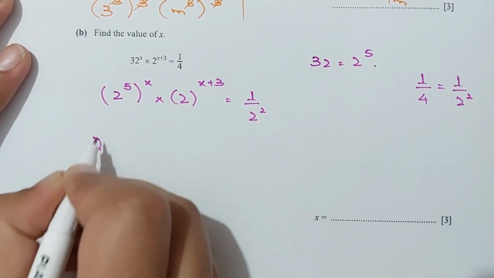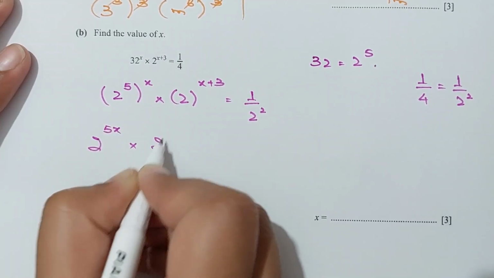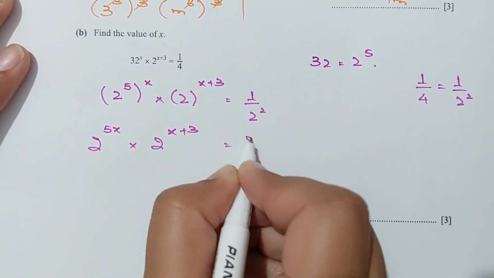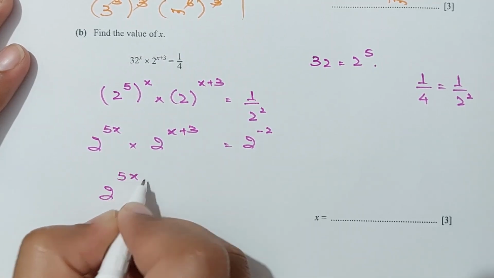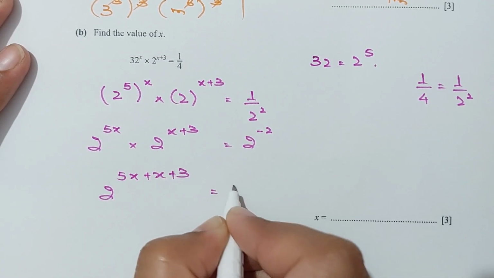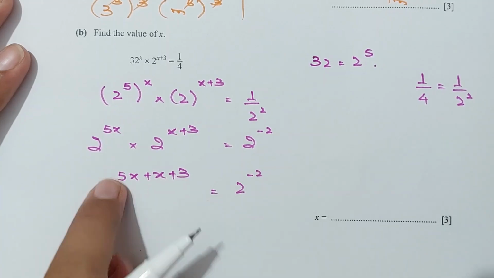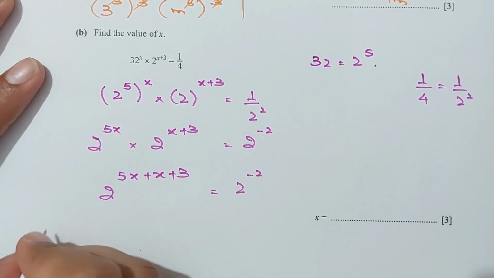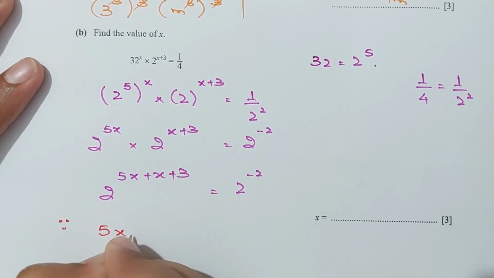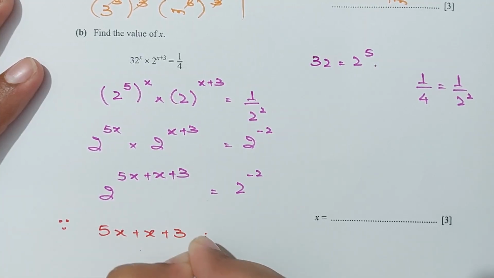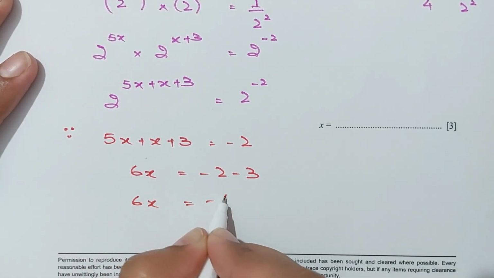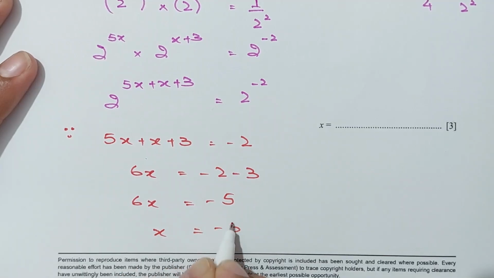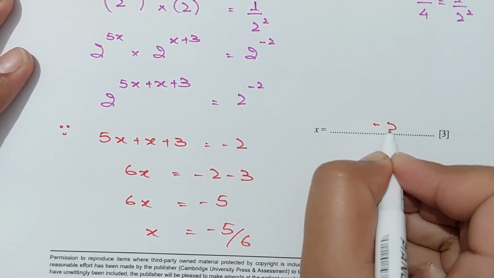Okay. Now 2 to the power 5x into 2 to the power x plus 3, and here 2 to the power negative 2. Bases are the same, so we can add the powers: 5x plus x plus 3 equals 2 to the power minus 2. Bases are the same, so we can compare the powers. 5x plus x plus 3 would be equal to minus 2. 6x equals minus 2 minus 3. Now 6x equals minus 5 and x is minus 5 out of 6. This is minus 5 by 6.